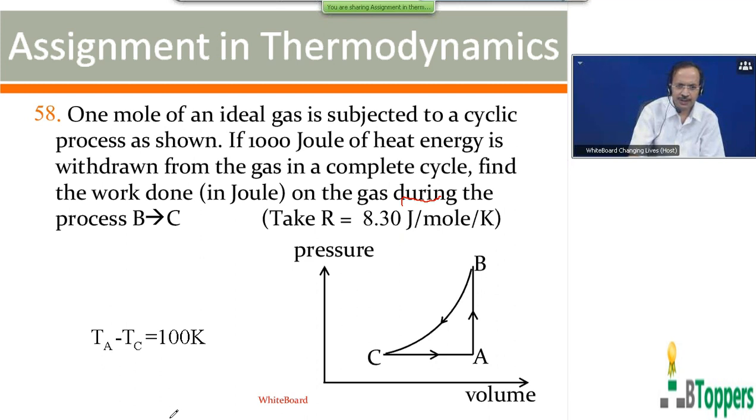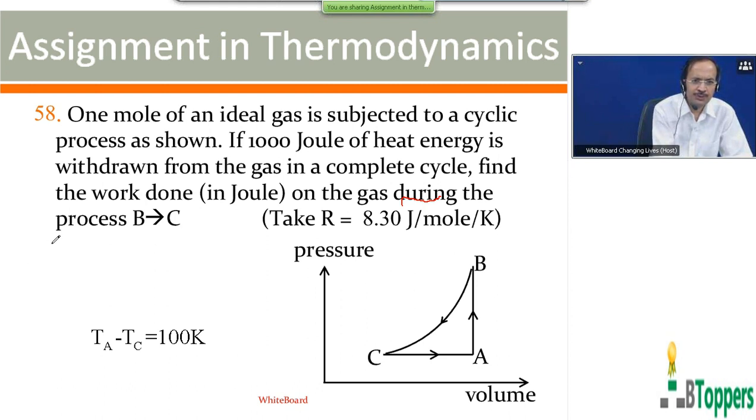So you are asked to find the work done on the gas in the process B to C. You are given that 1000 joules of heat energy is withdrawn from the gas. That means the net heat energy lost by the gas is 1000 joules. So in the process A to B, volume is constant.